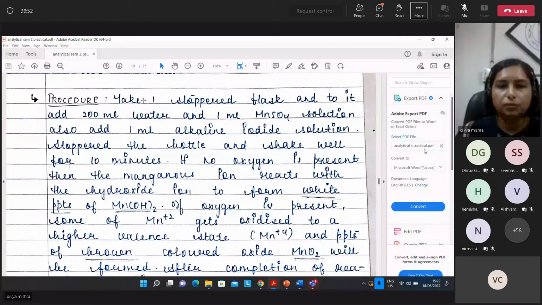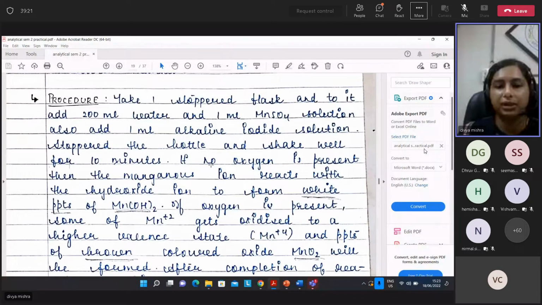First of all, we will take one stoppered flask. We will add 200 ml sample water. We will add 1 ml of manganese sulfate solution, and then we will add 1 ml alkaline iodide solution. Then what will we do? We will fix the oxygen. How? We will immediately stopper the bottle. Then we will shake it for 10 minutes.